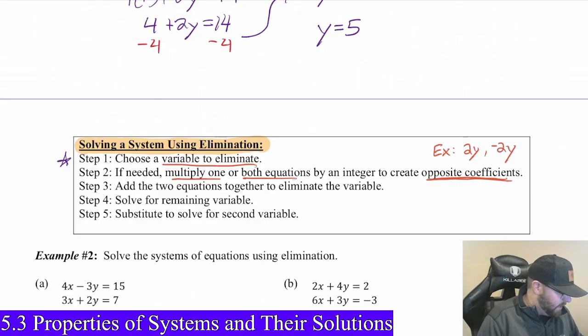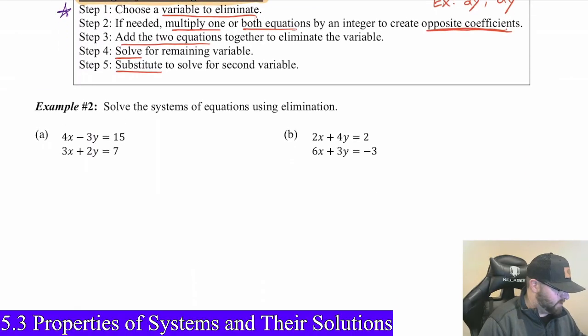Okay, so we're going to do that so that we can eliminate one of the variables, and then we're going to add the two equations together to eliminate the variable. Once we do that, solve for the remaining variable, and then substitute in to solve for the second one. Okay, so let's start off with example number 2 here.